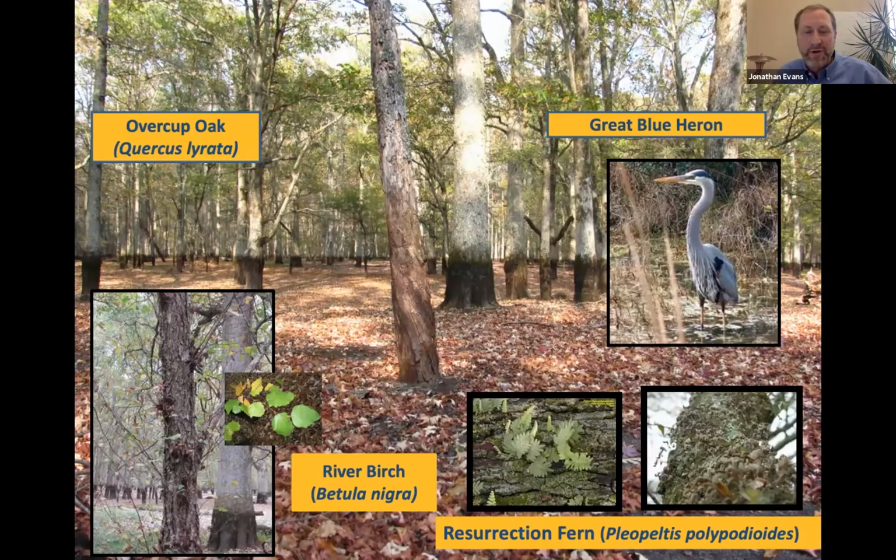It's been given a preliminary designation of G1 by the Nature Conservancy because it has this unique assemblage of plants. It's the only place in the world where overcup oak, river birch, and the resurrection fern are found together. It's also, being an ephemeral wetland, very important for herpetofauna, things like marbled and spotted tiger salamanders. It's also the second largest blue heron rookery in the state.